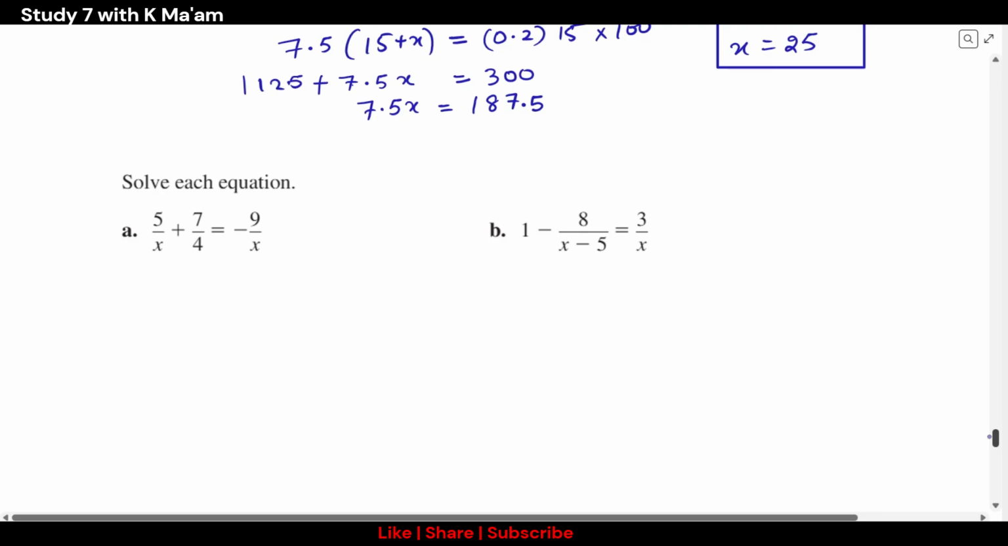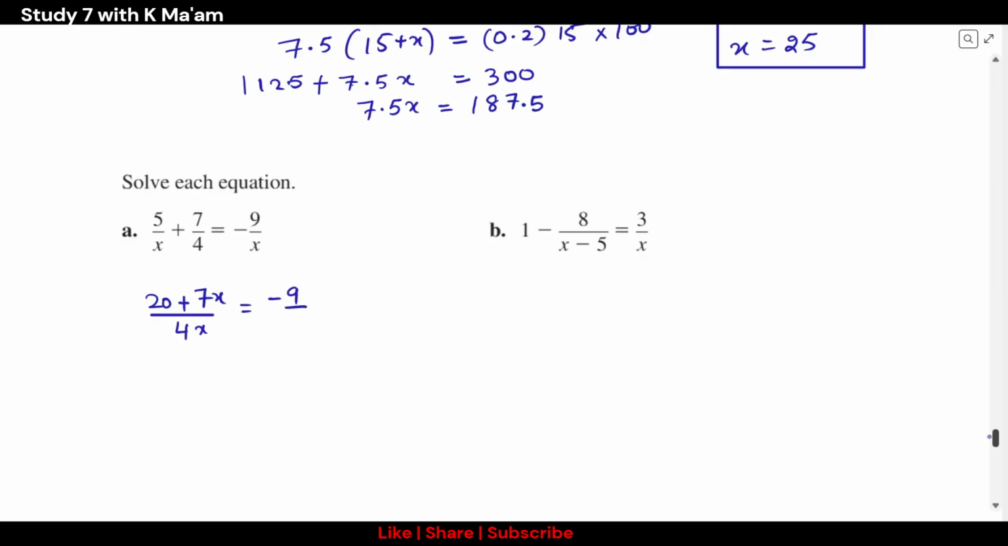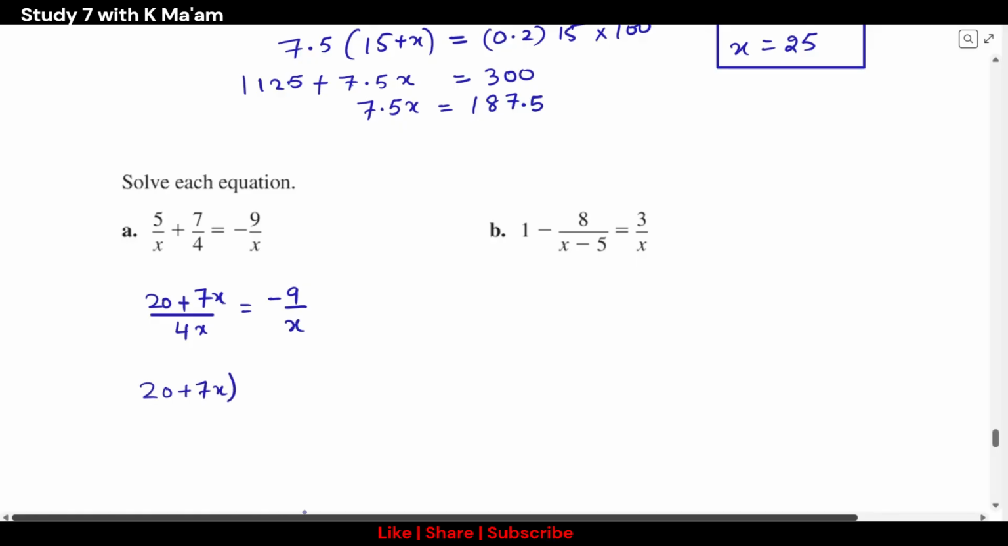Next we have to solve the equation. What we can do? Take the common denominator on the left side. It is 4x. 5 fours are 20. And 7x equals minus 9 over x. Cross multiply. 20 plus 7x times x equals minus 9 times 4x. So divide by x on both sides.